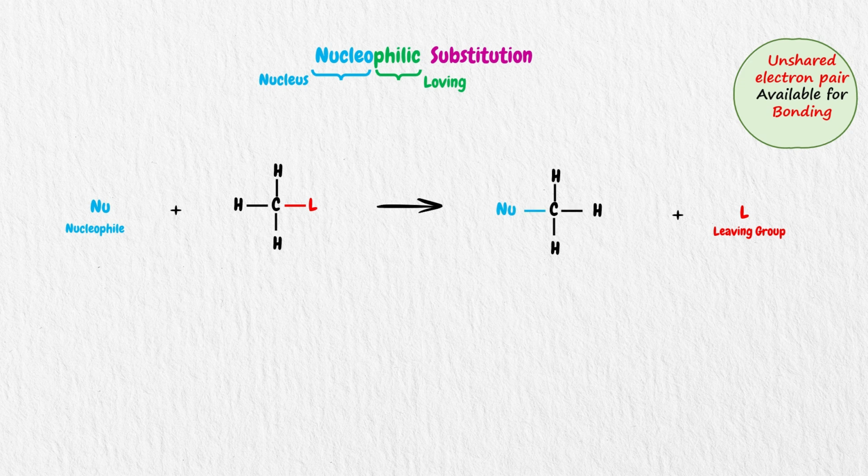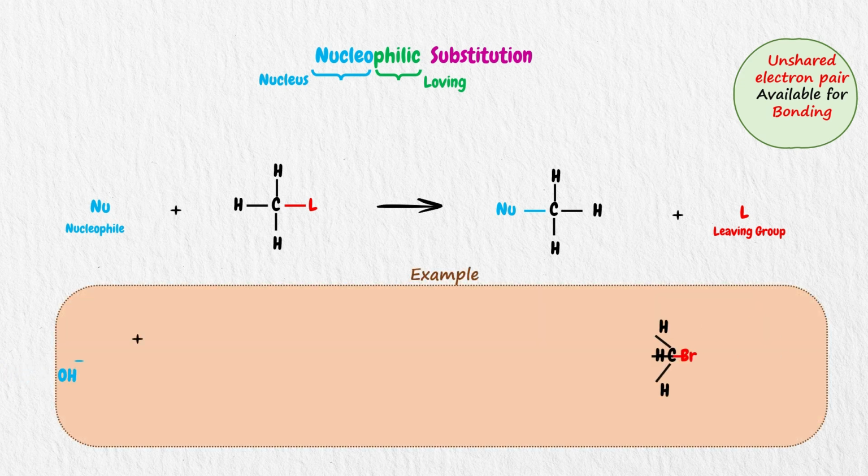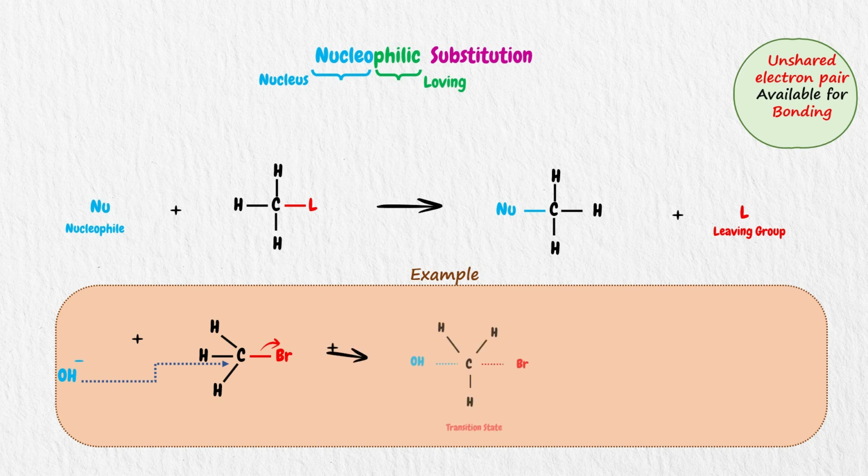Now, what is L? L is also a nucleophile. It is called leaving group because it departs with an unshared pair of electrons. For example, this is hydroxide and this is bromoethane. When hydroxide ion, which is a nucleophile, attacks bromoethane, which is a substrate molecule, a transition state will develop. Leaving group will depart with its unshared pair of electrons. Methanol, as a product, will be formed and leaving group moves out.